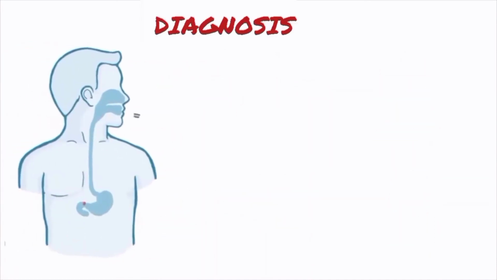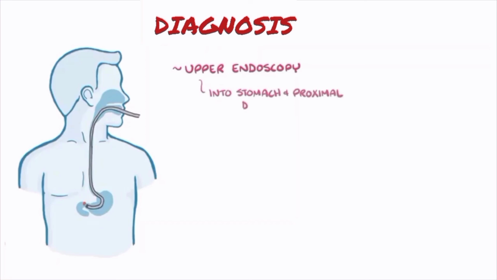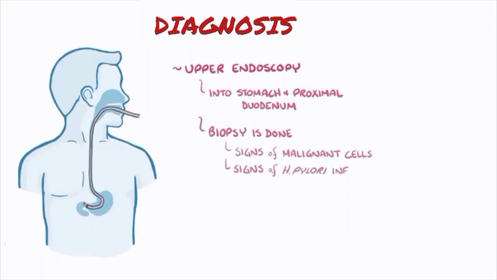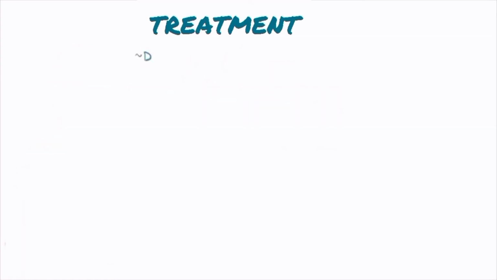Peptic ulcer can be diagnosed with upper endoscopy, in which a tube is snaked through the esophagus into the stomach and then the duodenum in order to see the ulcer itself. Usually during the procedure, a biopsy is done to make sure that there are no signs of malignant cells and to see if there are signs of an H. pylori infection. Treatment of peptic ulcers depends on the underlying cause.